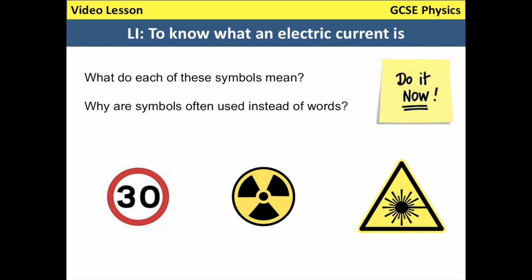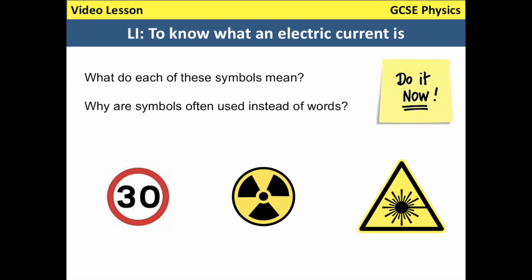Today is the first lesson on the topic of electricity and the learning intention is to know what an electric current is. For the Do It Now task, I would like you to answer two questions. What do you think each of the symbols below mean, and why are symbols often used instead of words for various different reasons and uses? Pause the video, write down your answers and then press play to check your work.